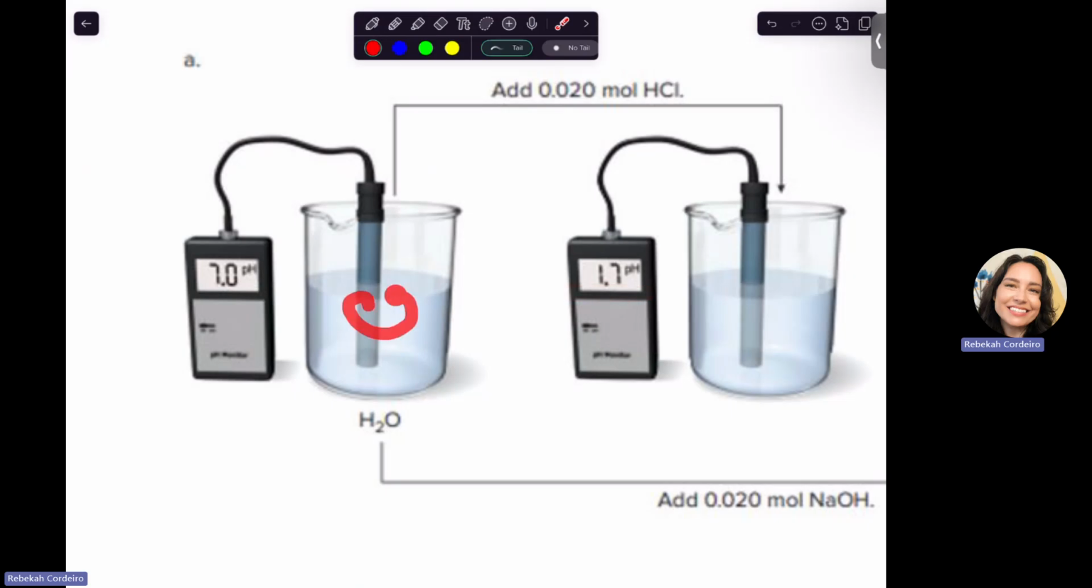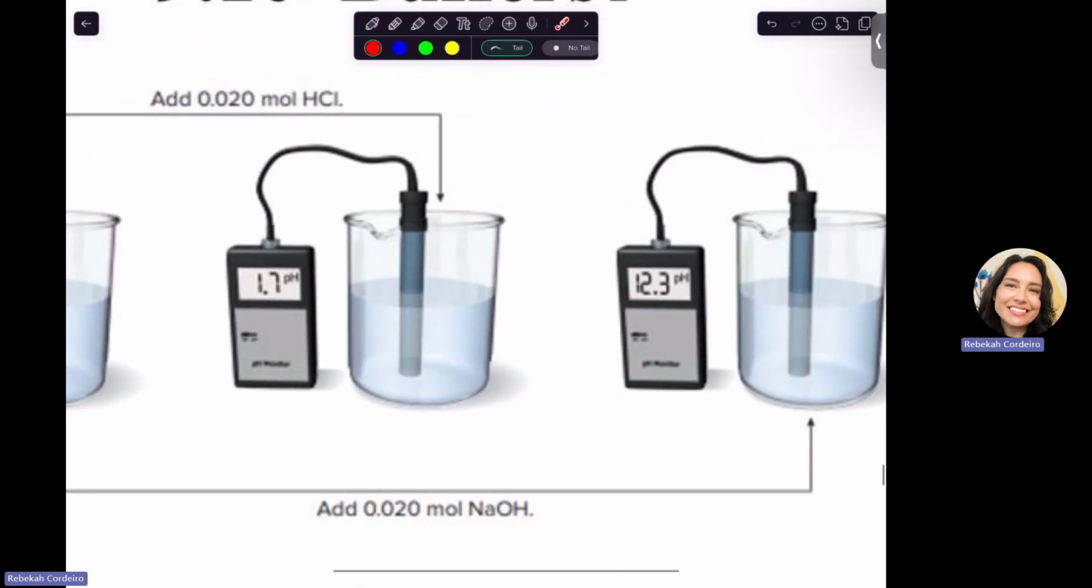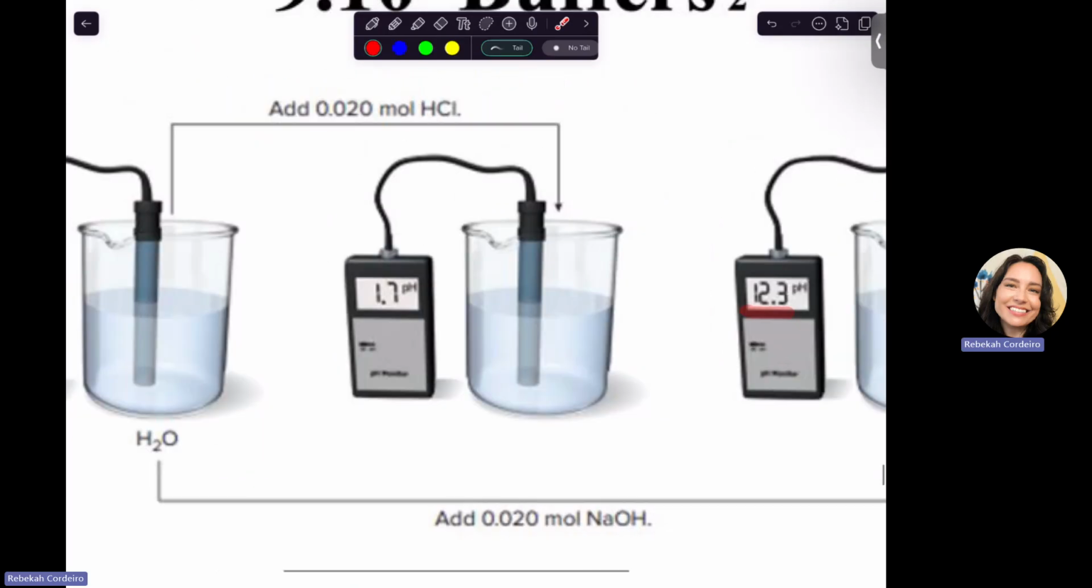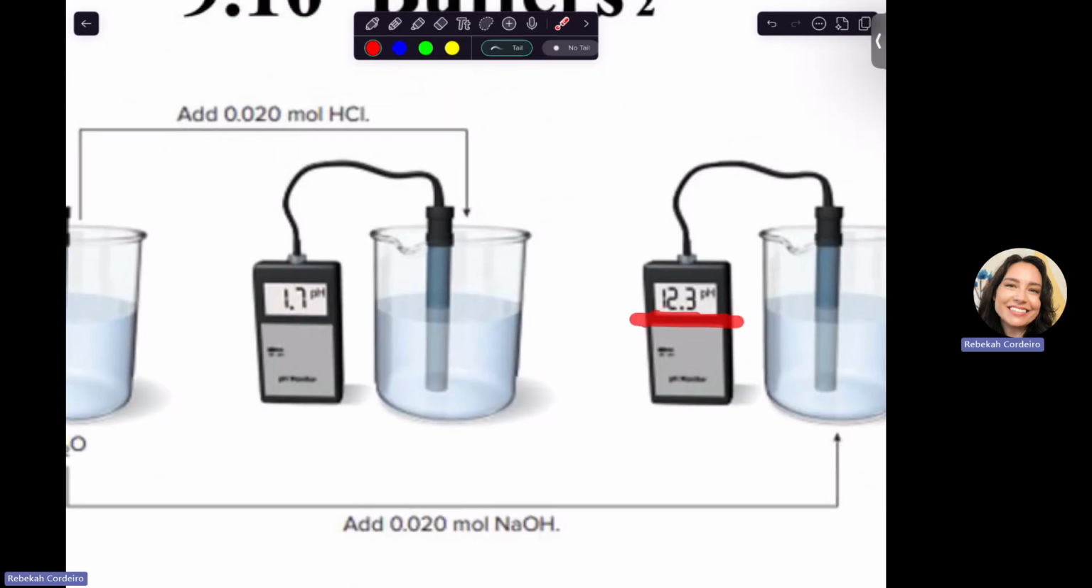However, if we start with water and we add a base, we can think about what direction we're going to go. We went from 7 to 12.3 pH. So if we add even just a small amount, 0.02 moles, it's a pretty small amount of acid and base, the pH changes a whole lot.